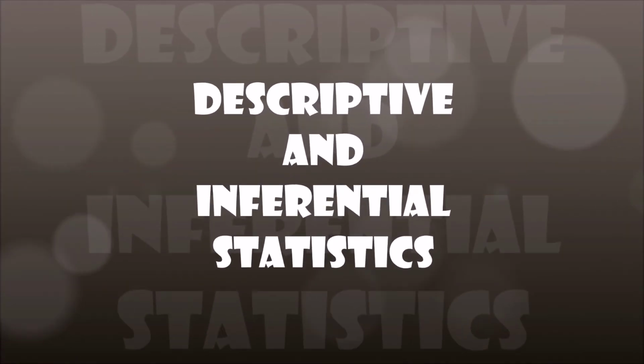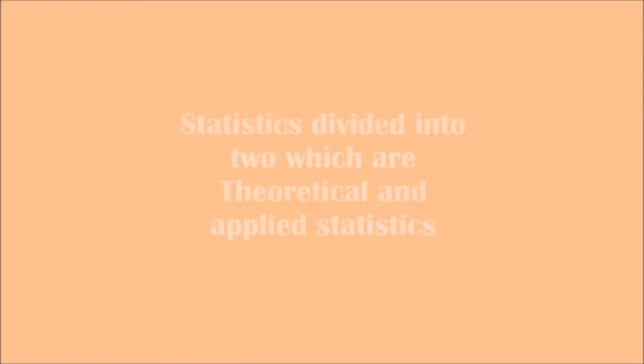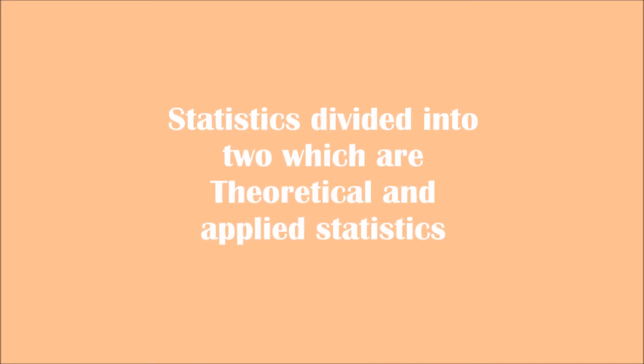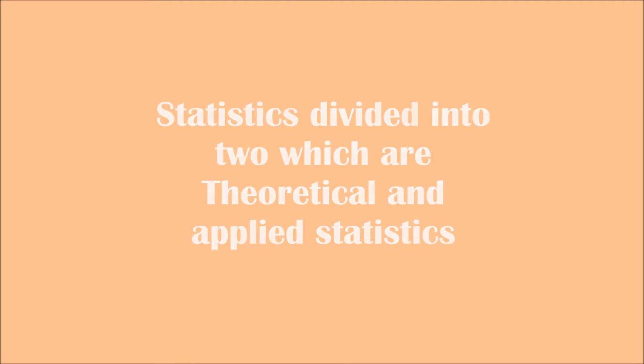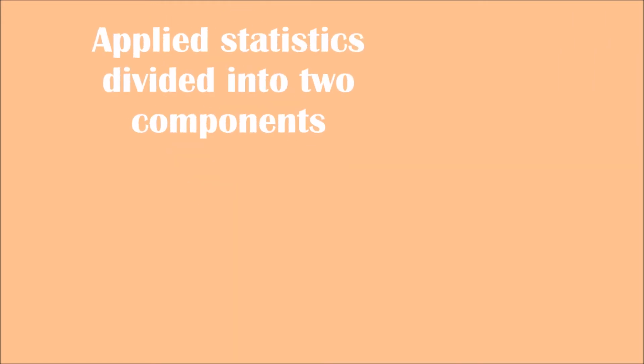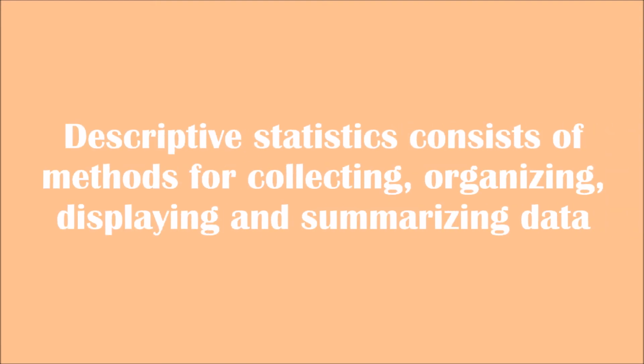Statistics are divided into two, which are theoretical statistics and applied statistics. Applied statistics is the application of those theorems, formulas, rules, and laws to solve real problems. Applied statistics is divided into two components, which are descriptive statistics and inferential statistics. Descriptive statistics are methods for collecting, organizing, analyzing, and summarizing data. For an example, of the 1,000 people in Uganda, 15% of them are below 15 years old.